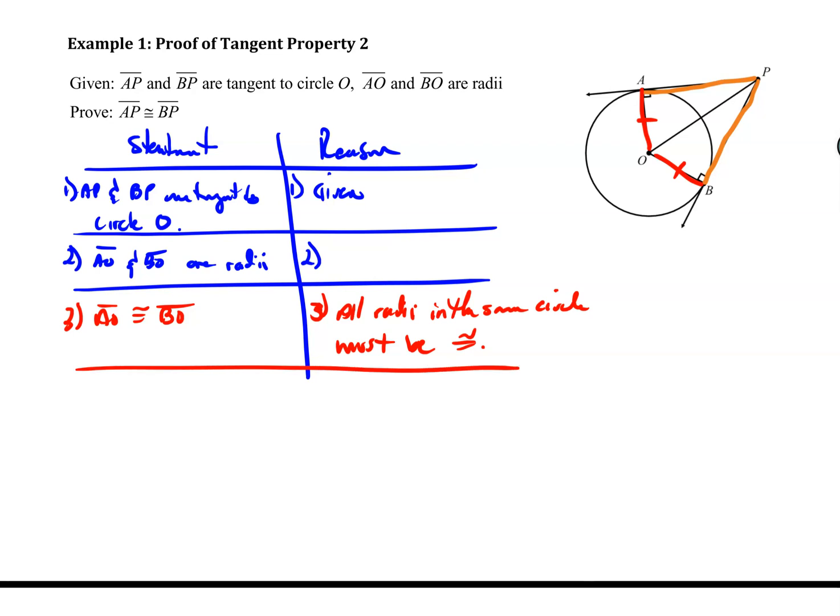Second, as we just said before, if I have a tangent line that intersects the radius at the edge of the circle, in this case at A and B, then they must be perpendicular to each other. So I can now say that AO is perpendicular to AP, and I can also say that BO is perpendicular to BP.